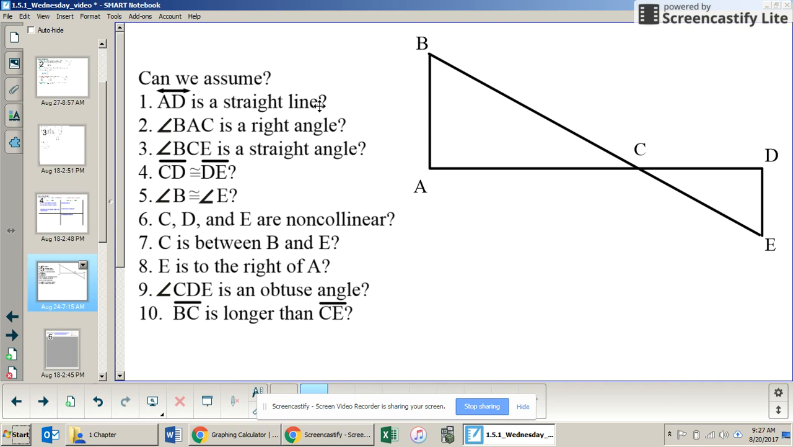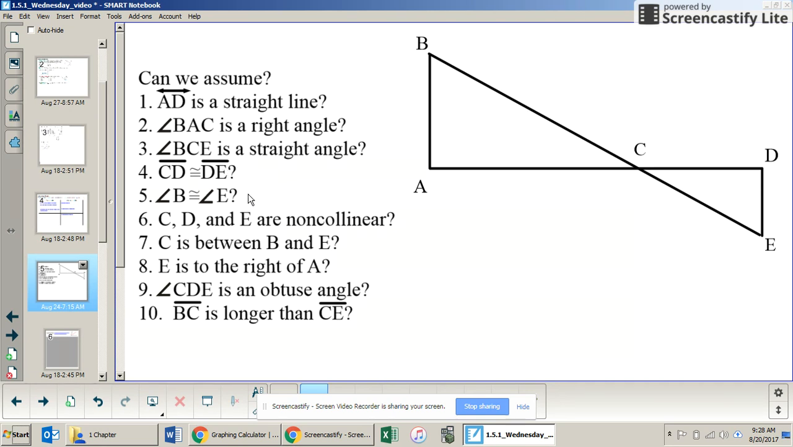Okay, can we assume that AD is a straight line? The answer is yes. BAC is a right angle? No, we cannot assume right angles. Number 3, BCE is straight? Yes, we can assume that. CD and DE are congruent segments? No, we cannot assume congruency.